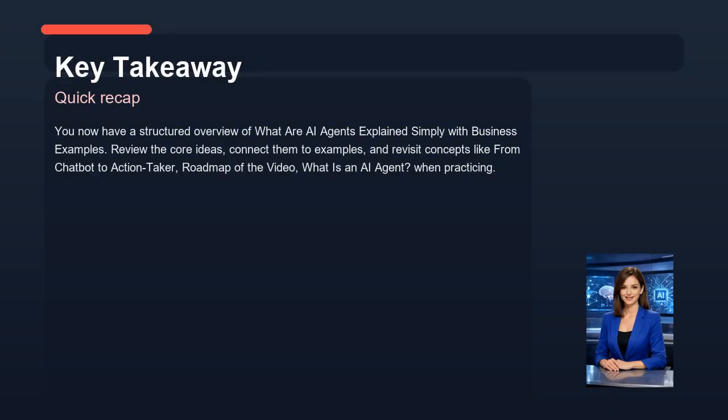To wrap up, here is the key takeaway. You now have a structured overview of what AI agents are, explained simply with business examples. Review the core ideas, connect them to examples, and revisit concepts like from chatbot to action taker, roadmap of the video, and what is an AI agent. When practicing, if you can explain the idea in your own words, you have really understood it.